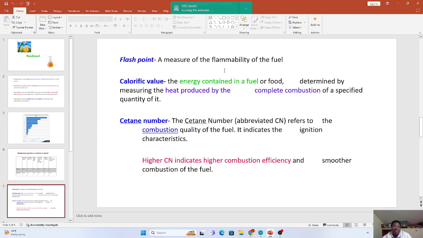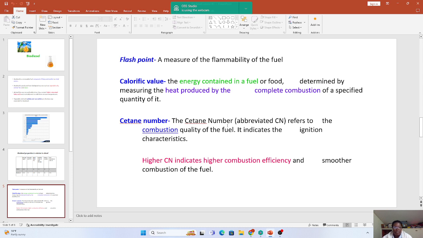So let's look at some of those properties. We see the definitions. What's a flash point? It's a measure of the flammability of the fuel. And how about the calorific value? This is the energy contained in a fuel or food determined by measuring the heat produced by the complete combustion of a specified quantity. And we saw diesel has a higher calorific value. I think it was almost 43, while biodiesel was about 37.